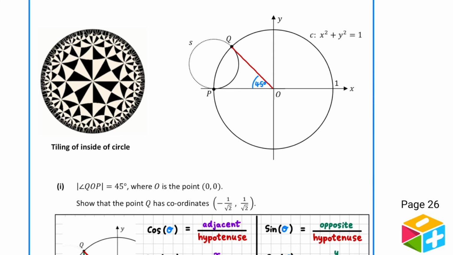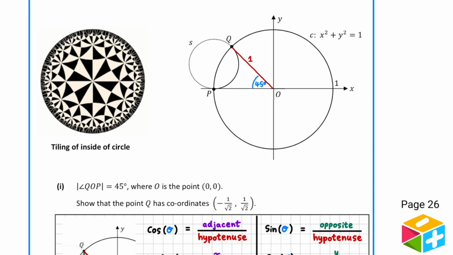Something worth noting here is that QO is a radius of our circle. Since we're working with the unit circle, which has a radius of 1, we know that QO will have a length of 1. In the question, we are asked to show that the point Q has coordinates minus 1 over root 2, comma 1 over root 2.